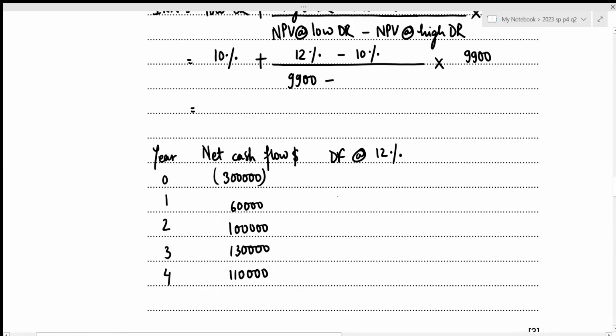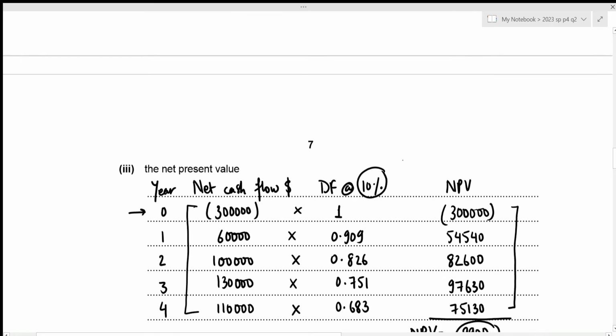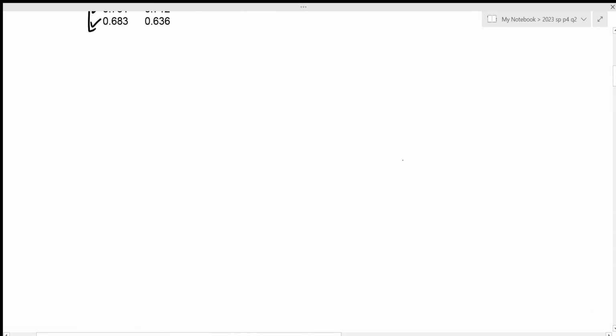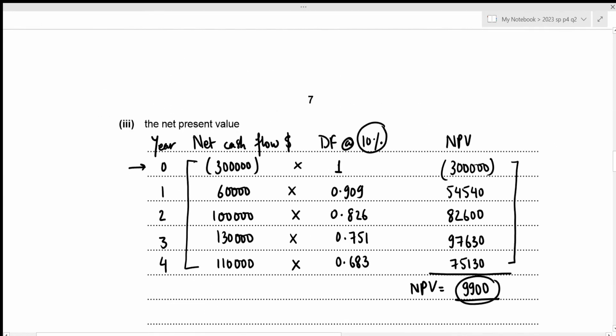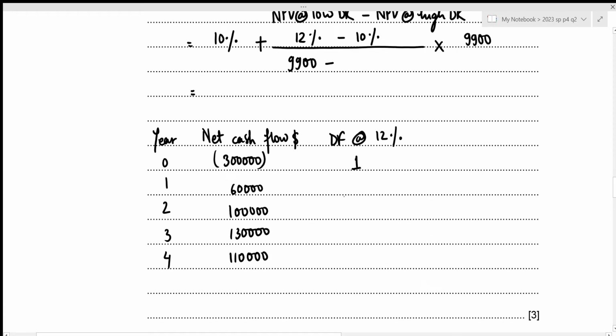Then the next step would be to write down our discount factor at the higher rate of 12%. Again, like I said before, the discounting factor for year 0 is going to be 1 regardless of the percentage. And for the remaining years, let's have a look above. We can see that the values are 0.893, 0.797, 0.712, and 0.636. Let's write it down. That's 0.893, 0.797, 0.712, and 0.636.